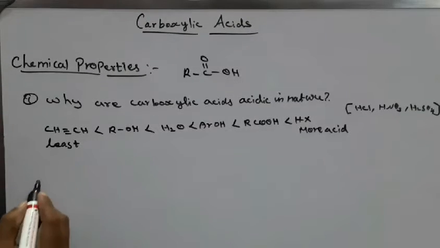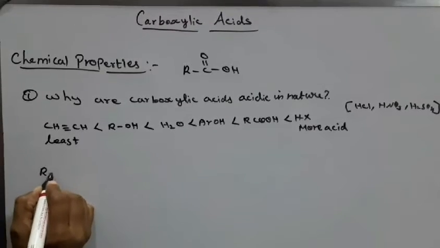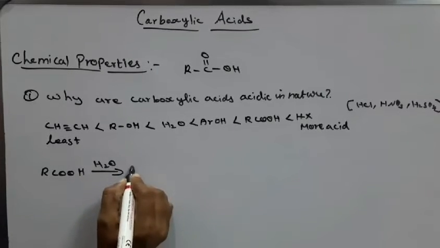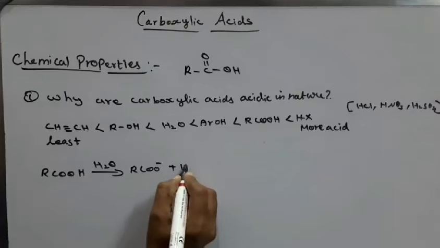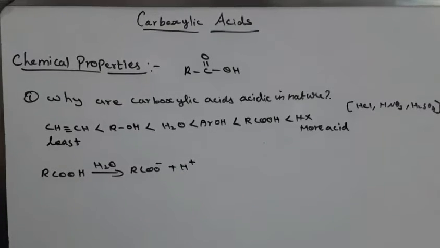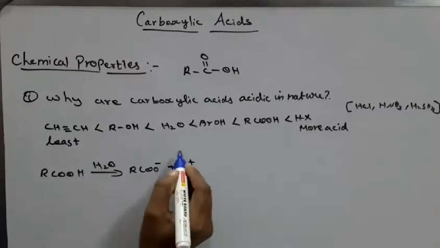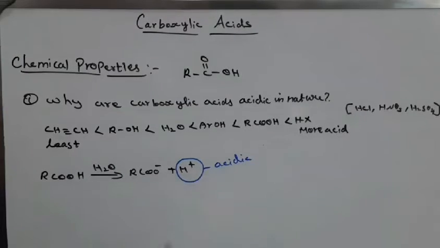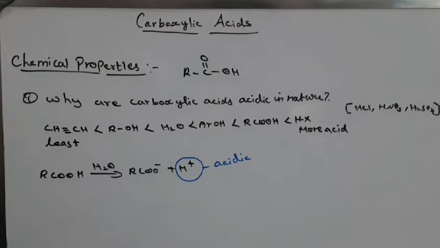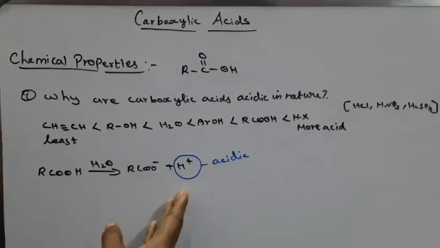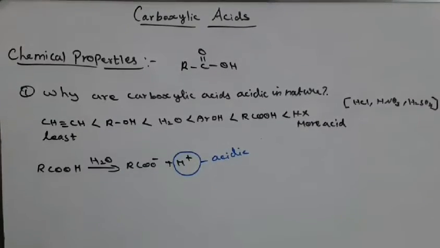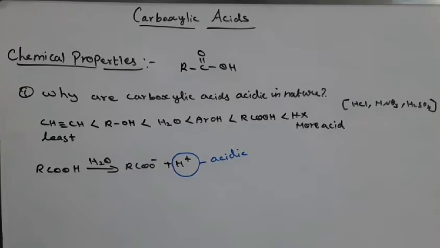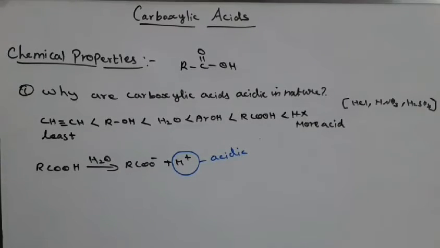Whenever the acid group is hydrolyzed with water, it produces the carboxylate anion plus H plus. The removal of H plus shows that it is an acidic property. When a compound is hydrolyzed with water to produce OH minus ion, that is a base character. Here the acidic character means it releases H plus; releasing H plus ion is acidic in nature.